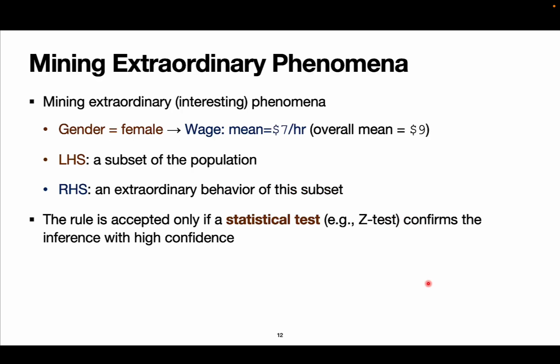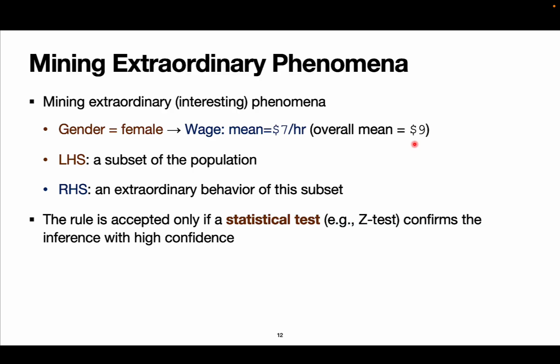The core idea in mining extraordinary or interesting phenomena is demonstrated in this example. On the left-hand side of the rule, we have a subset of the population, and on the right-hand side of the rule, we have an extraordinary behavior observed in that subset. For example, gender equals female implies wage mean equals $7, but the overall mean is $9. This tells us that within this subgroup, the average wage for females is significantly lower than the overall average.